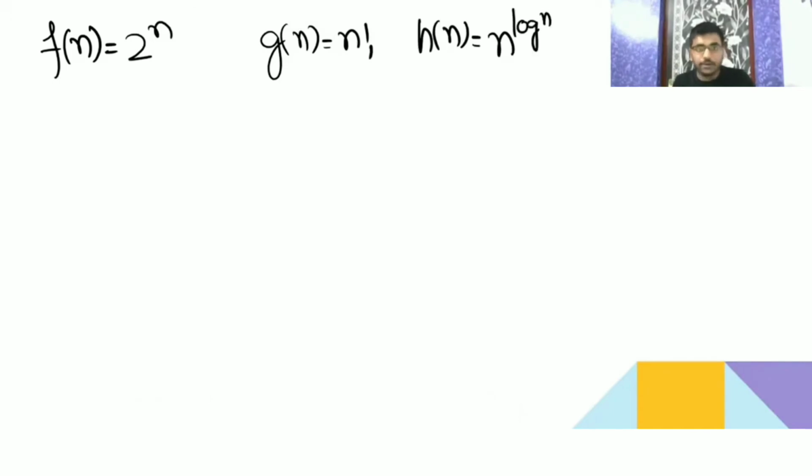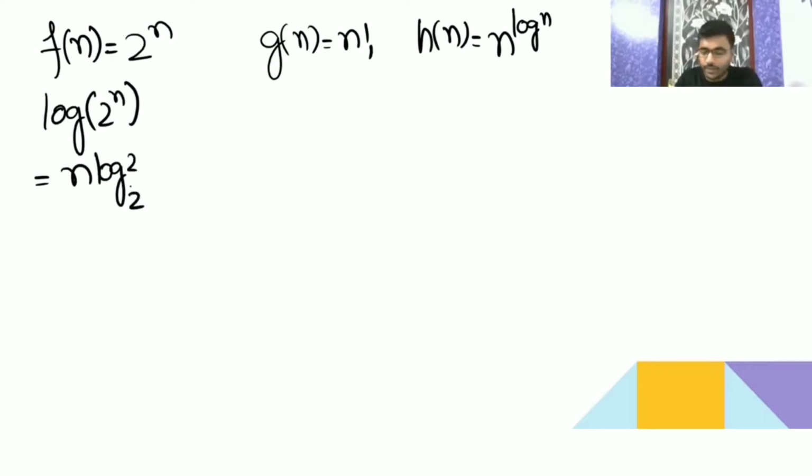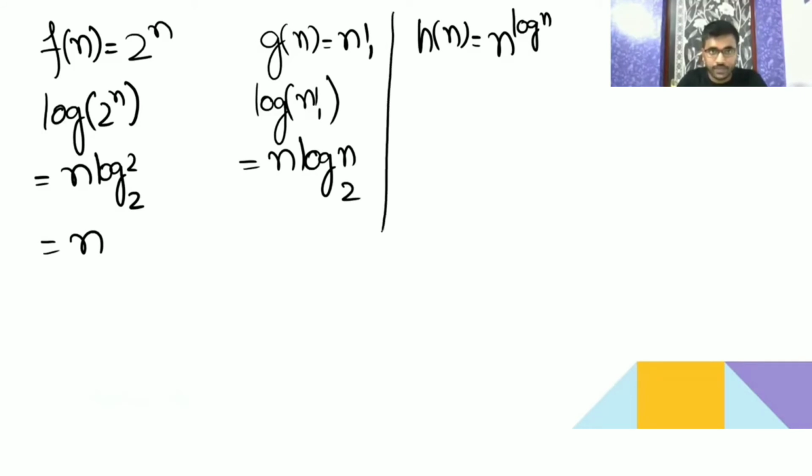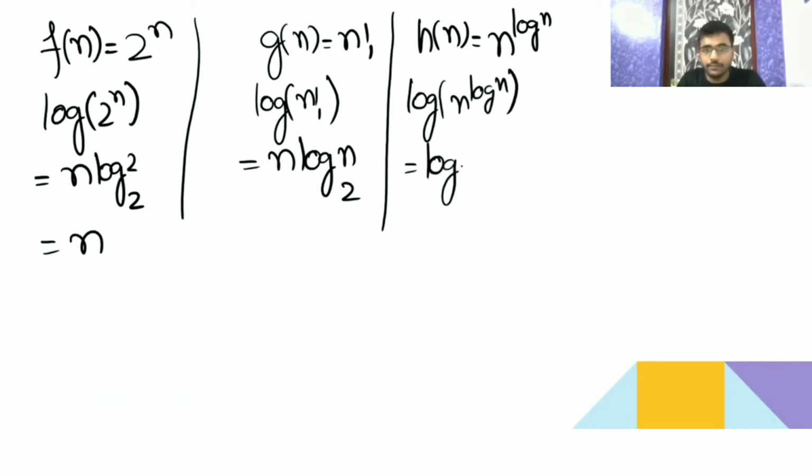Now take log on both sides. It is going to be n log 2 base 2. You are going to get here n, and here log n factorial. Log n factorial, you know that it is going to be n log n by Stirling approximation. Then here again, if you take the log, it is going to be log n to the power log n. So log n base 2, then log n base 2.